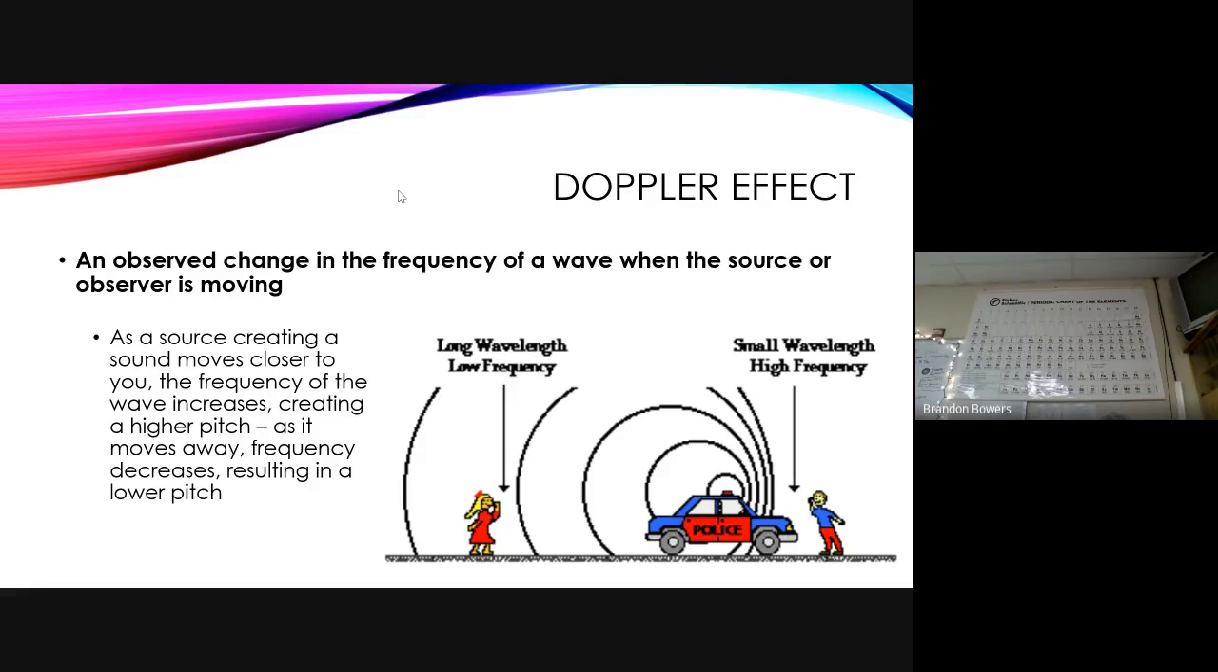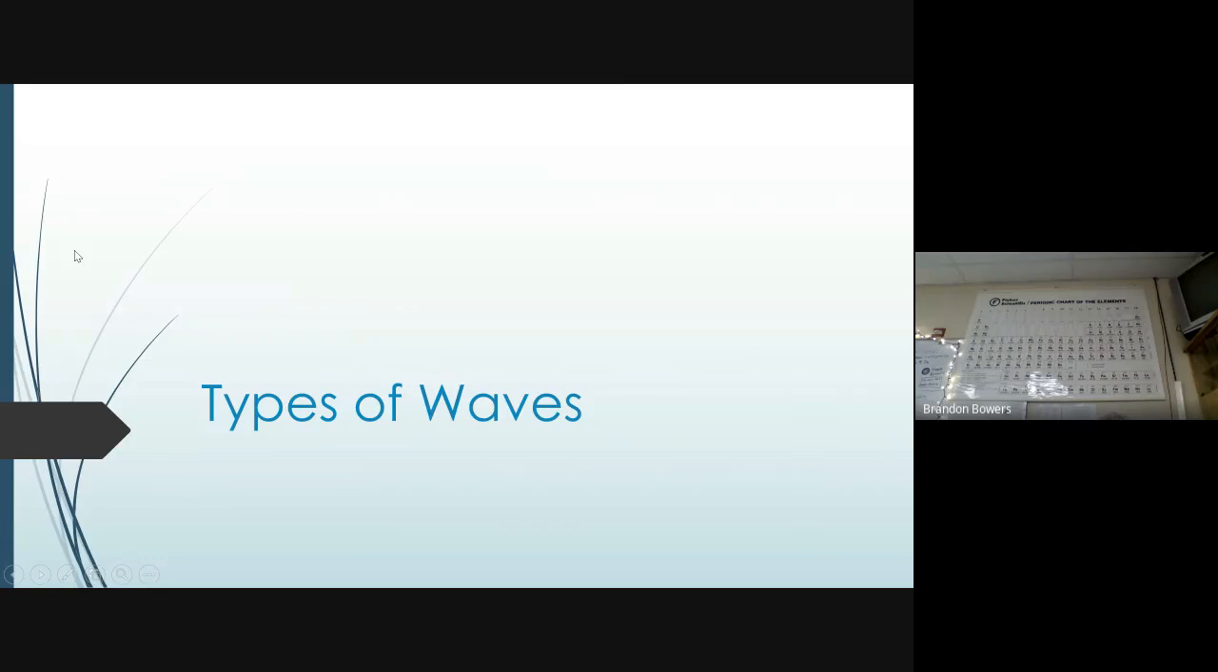We just went over all the characteristics we're going to need to know about waves. How do we feel about that? Pretty good? Is it kind of a review? Some new stuff, some old stuff? Okay, let's keep going. Now we're going to look at four different types of waves.